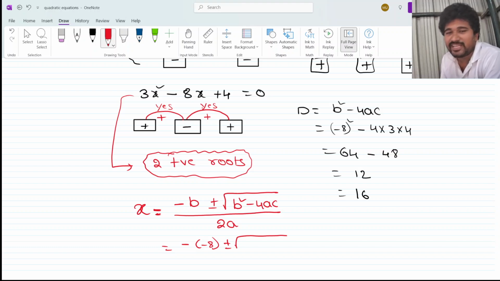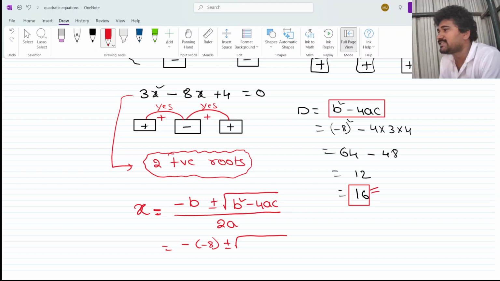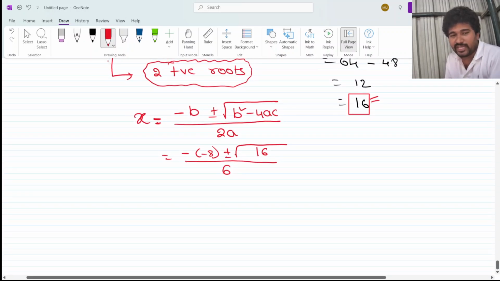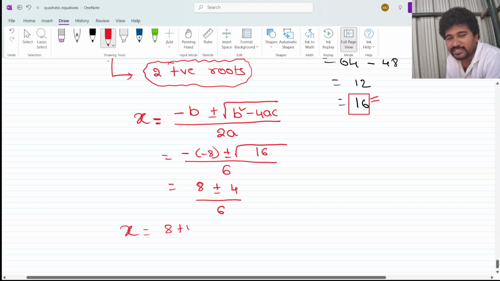Since you already found it, put it directly. I already found the value of b square minus 4ac. How much? 16. That's what I am going to use. Whole divided by 2a. 2 threes are how much? 6. Now observe carefully. What can I write here? 8 plus or minus 4 by 6. Once 8 plus 4 by 6, another time 8 minus 4 by 6.